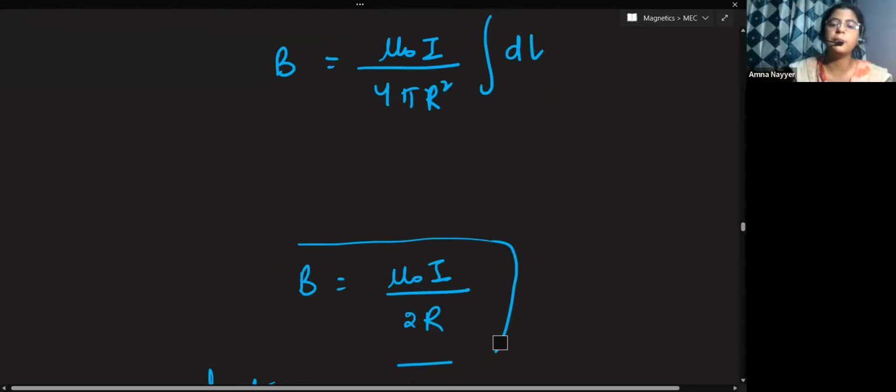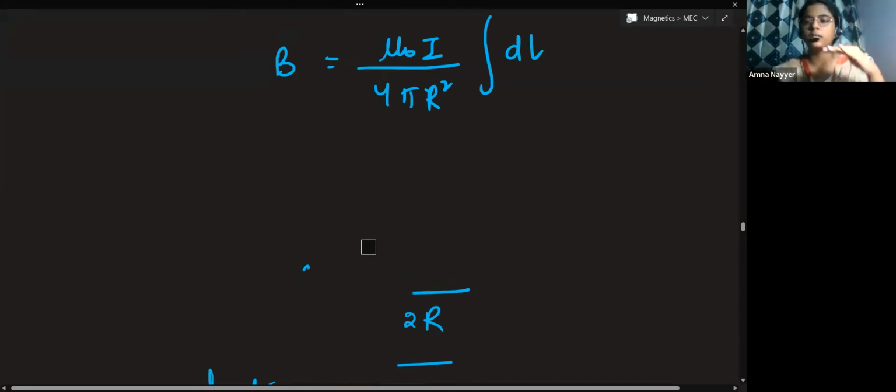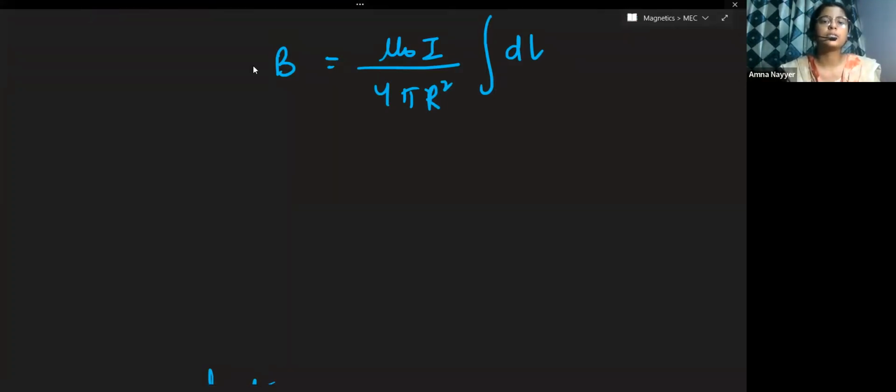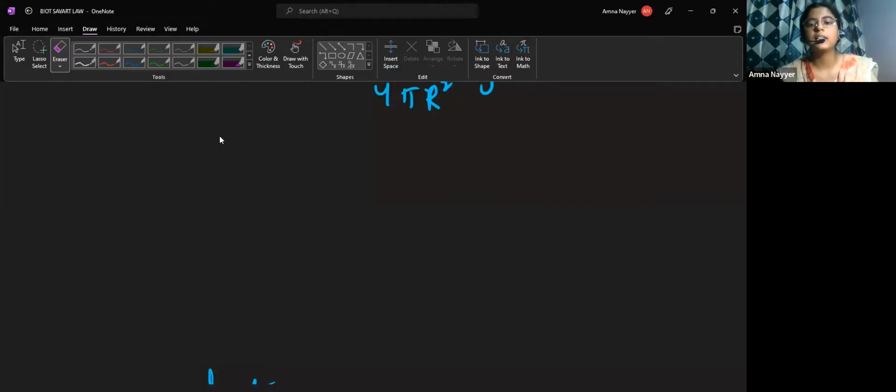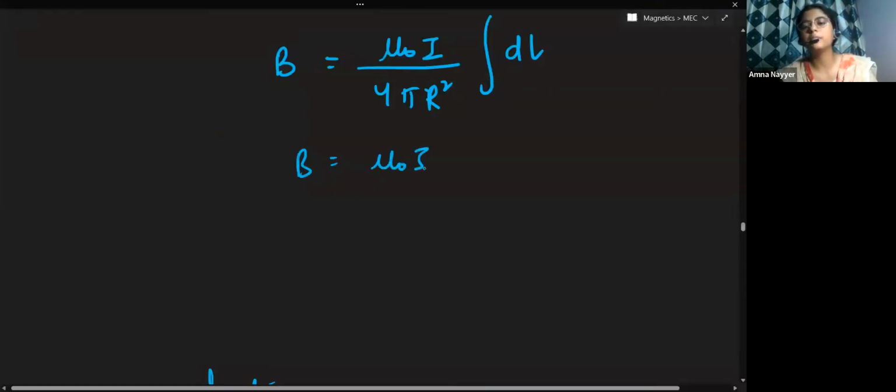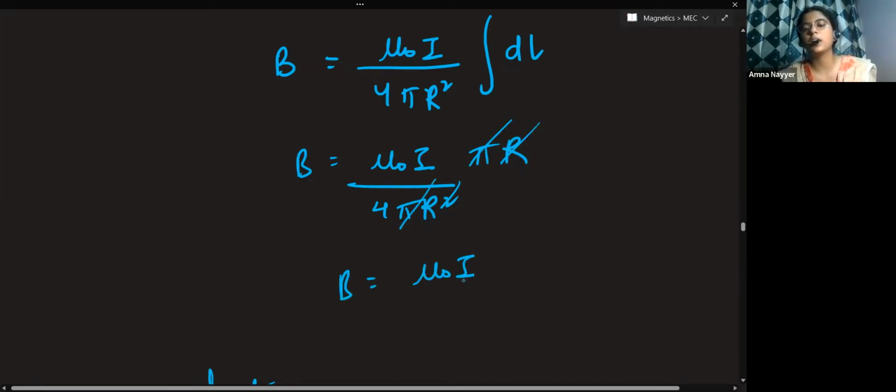It will be pi r, the circumference of a semicircle. If 2 pi r is for a full circle, for a half circle it will be 2 pi r by 2, which gives pi r. So the magnetic field, with 4 pi r square in the denominator and dl becoming pi r, r gets cancelled, pi gets cancelled. Magnetic field is equal to mu naught I divided by 4r.